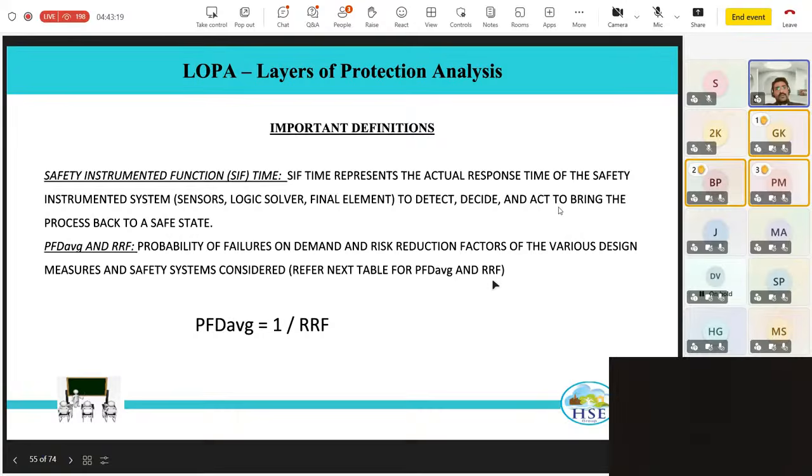Okay, next is safety instrumented function time. Now, yeah, my pleasure sharing knowledge. In fact, we have to thank Yashpal ji for his Pathshala because he's been doing a great noble work of propagating this knowledge free of cost.